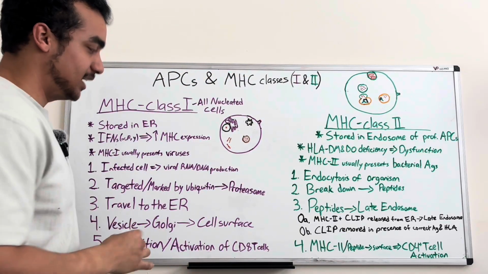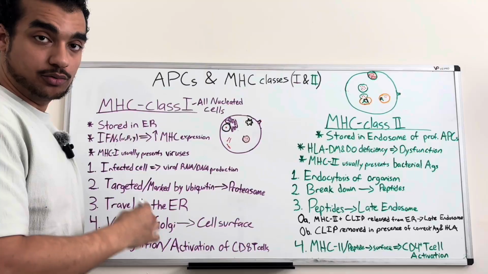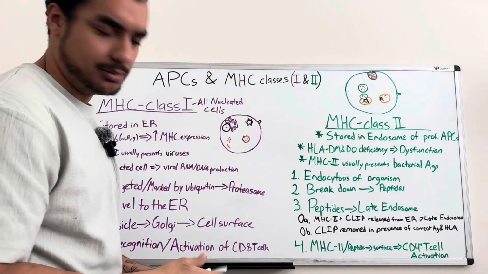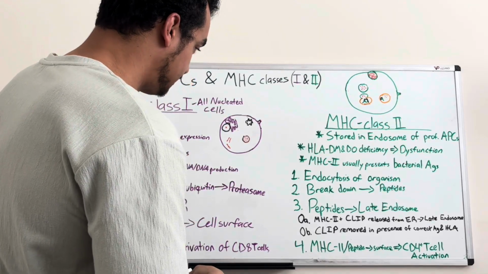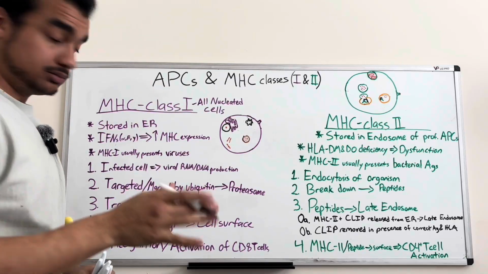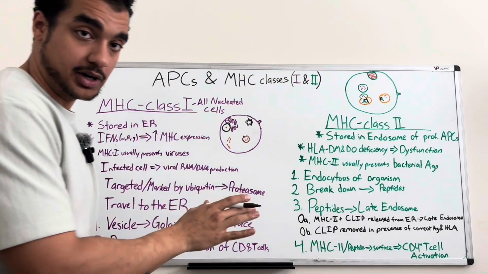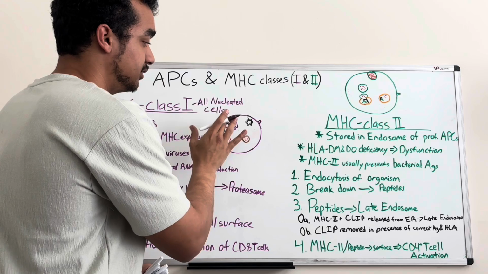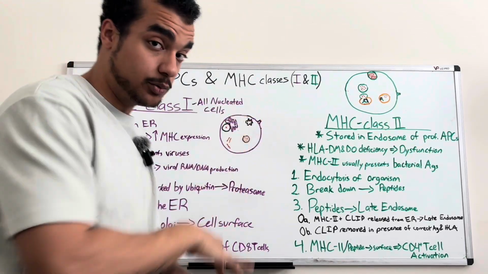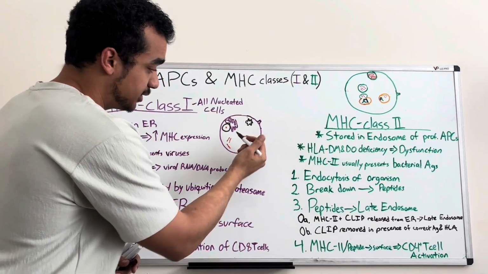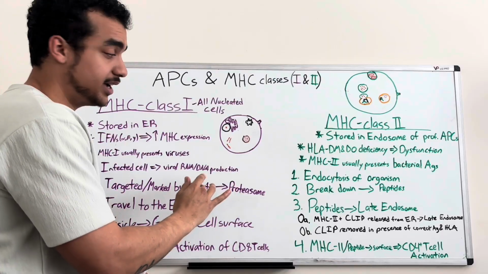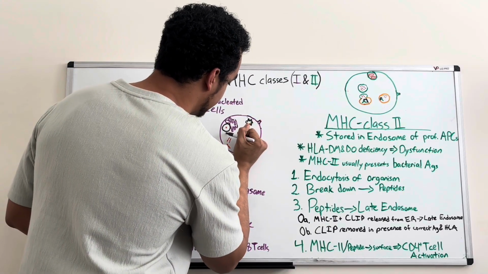So now I'm going to go over the steps, and while I'm going over the steps, I'm also going to draw it in this little diagram as well. So step 1, the cell is infected. The virus or the viral protein is going to go into the nucleus and integrate with our DNA. After it integrates, it's going to produce viral RNA and DNA products, and these are going to be free floating in the cytoplasm.